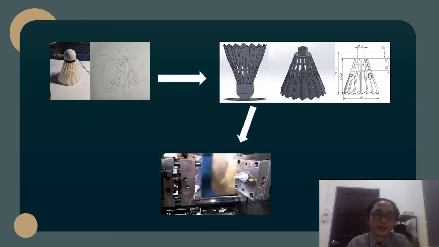As stated in the methodology chart, the process is expected to start with measuring the dimensions of the shuttlecock, then visualizing it in a CAD model in SolidWorks, then modifying it with a headless shuttlecock design, and then determining the parameters to make it fit into the injection molding mold parameters.